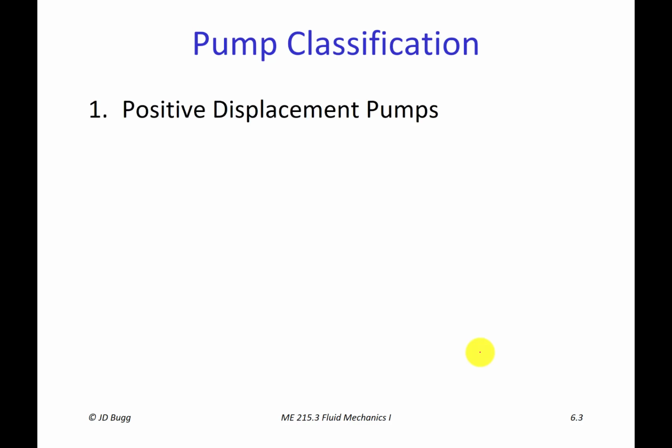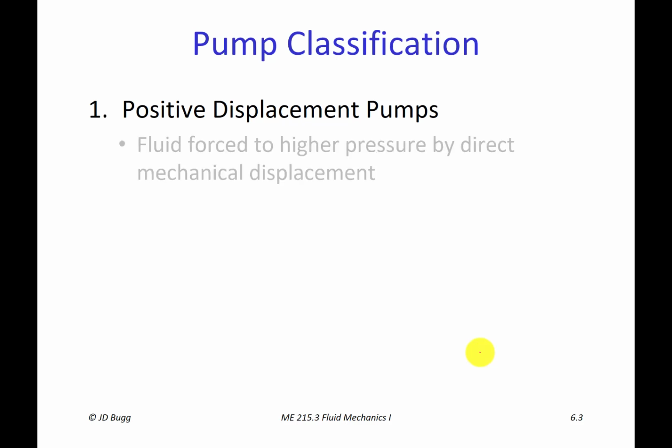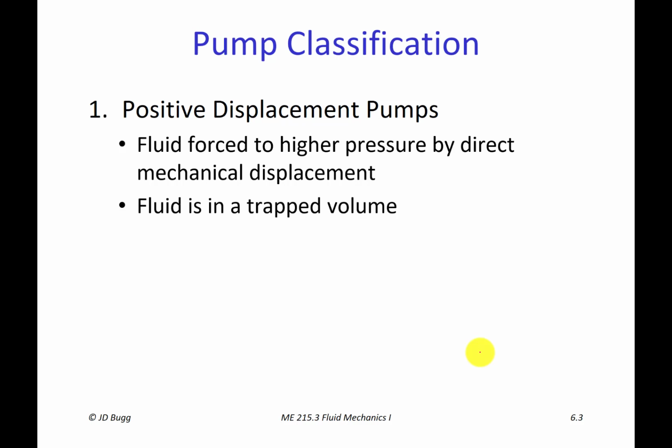So first of all, just some characteristics of positive displacement pumps. We're not going to spend a lot of time on positive displacement pumps after this brief introduction, but they are quite common, and so we want to know a few things about them at least. So in a positive displacement pump, the fluid is forced to a higher pressure by direct mechanical displacement. To accomplish this, the fluid is in a trapped volume of some sort, and then there's a mechanism in that volume that pushes that fluid to a higher pressure location. And we'll see this when we look at examples of them in a few moments here.